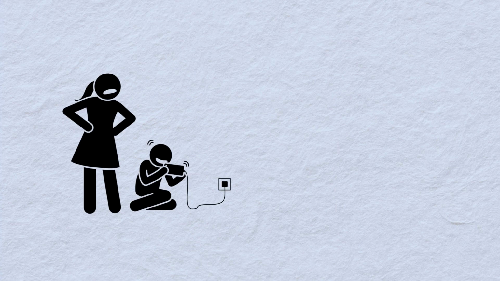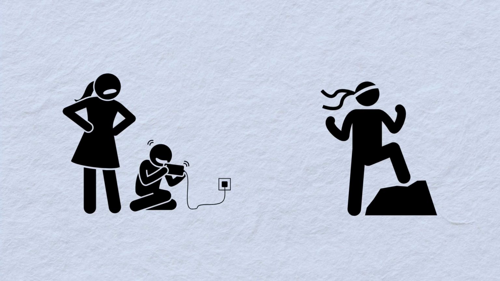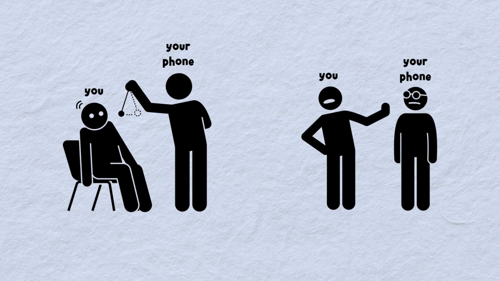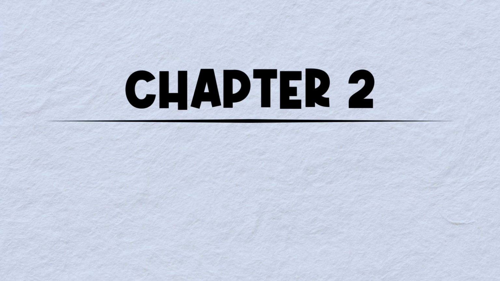Instead of automatically opening Instagram every time you're anxious, try labeling the emotion. I feel restless. That alone creates a pause, and that pause is powerful. Addiction lives in mindless repetition. Awareness breaks the cycle.